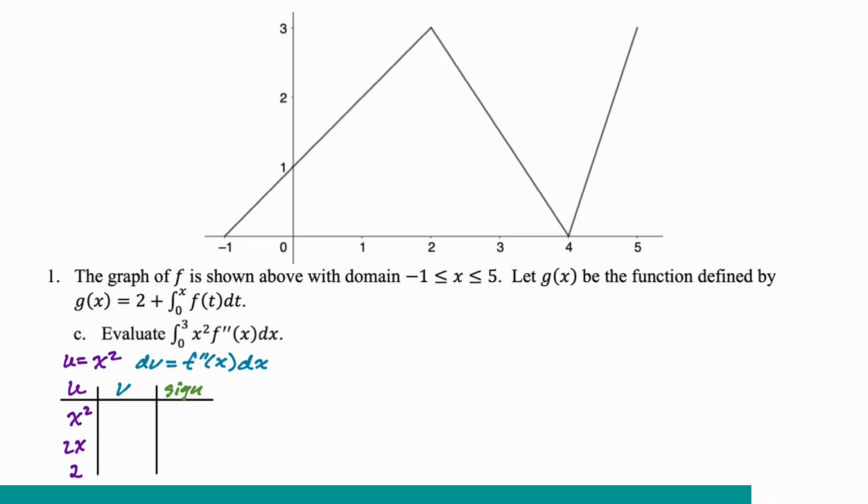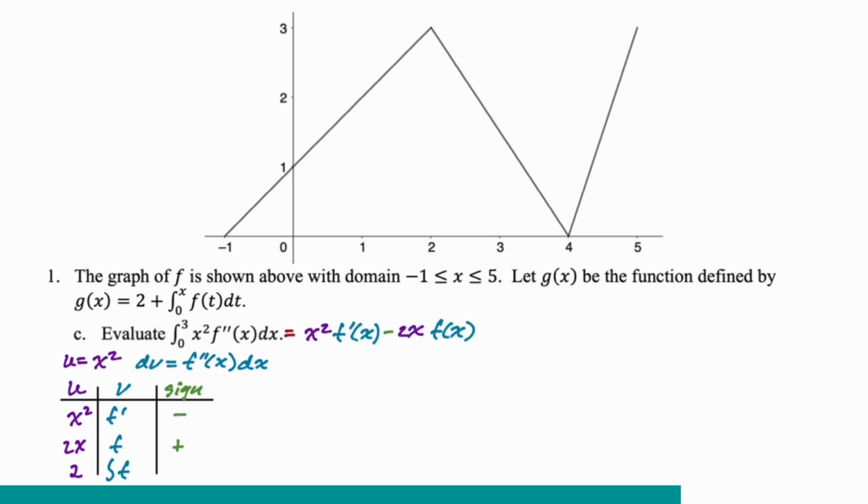For v, it's antiderivative, so first I have to find the integral, which takes me to f prime, and then take the integral of that, which is f, and then I need the integral of that, which is the integral of f, right? And then our signs always start at negative, it always goes minus, plus, for as long as it needs to.